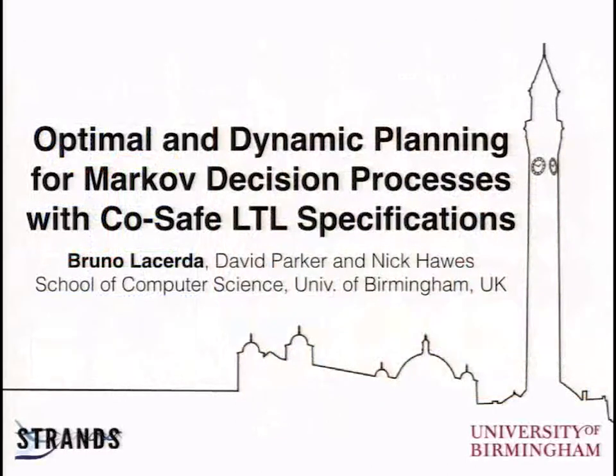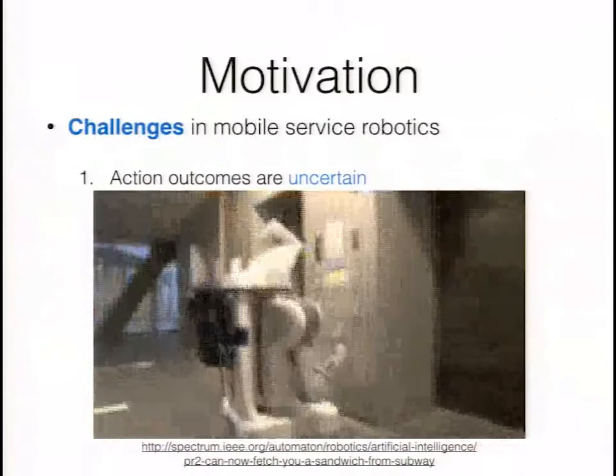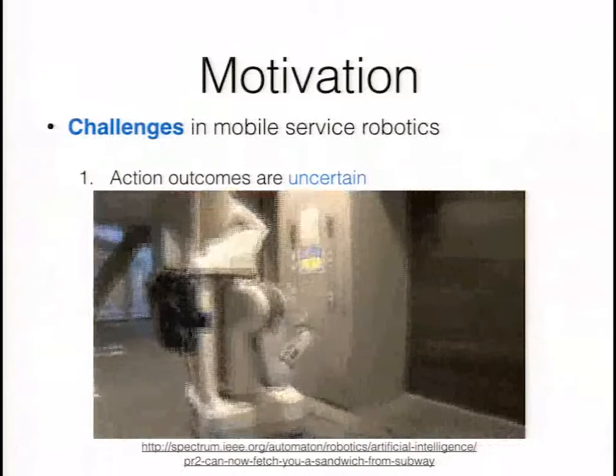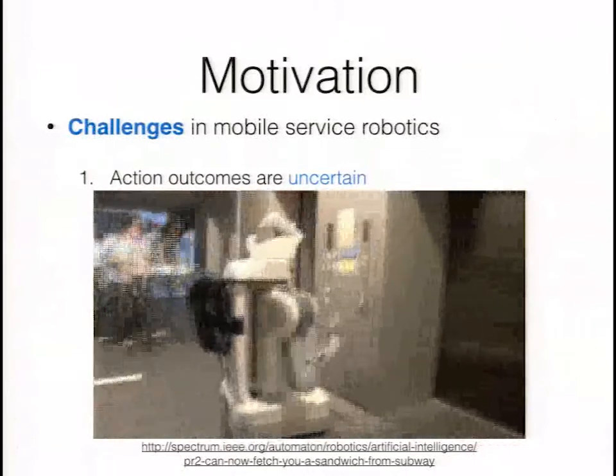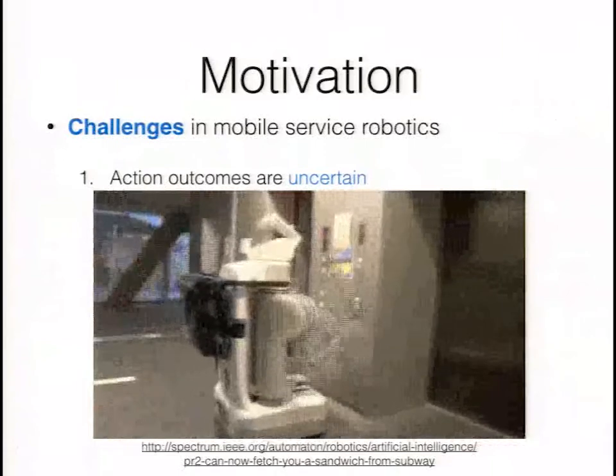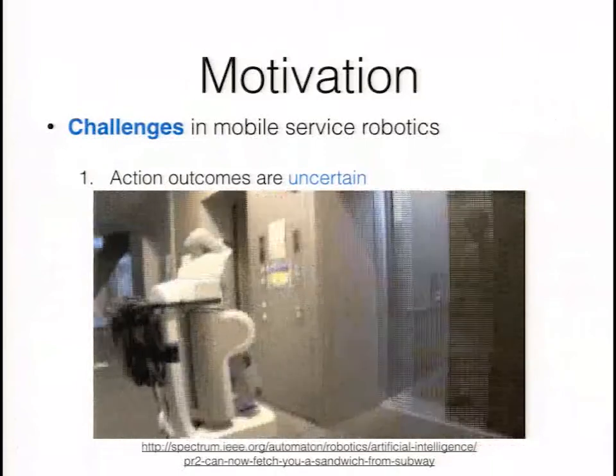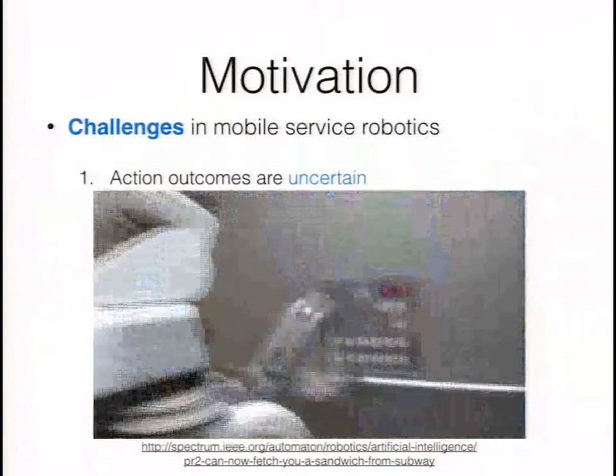Well, hello, my name is Bruno, and I'm going to be talking about planning for Markov decision processes using co-safe LTL specifications. So I'll start just discussing a couple of challenges that exist when we talk about mobile service robots. The first of them is, in general, you have uncertain actions, and we need to be able to cope with the failures in actions and this kind of stuff.